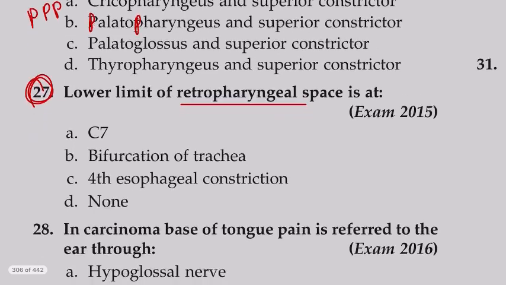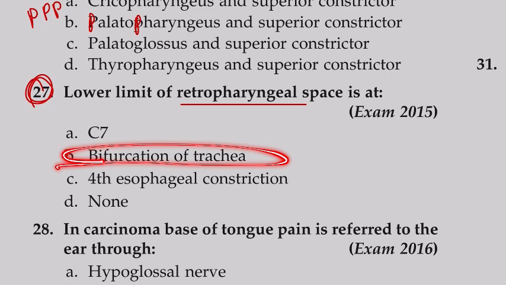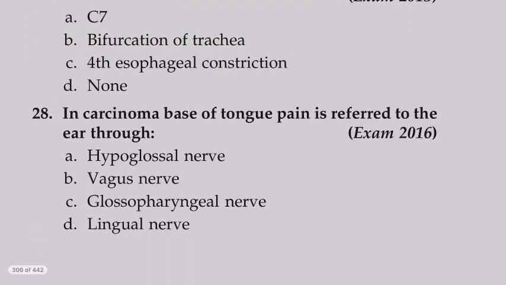Lower limit of the retropharyngeal space, right. The lower limit of the retropharyngeal space is the bifurcation of the trachea. In carcinoma base of tongue, pain is referred to the ear through the glossopharyngeal nerve, right. The glossopharyngeal nerve supplies the base of the tongue, and it also supplies the ear. That's why.